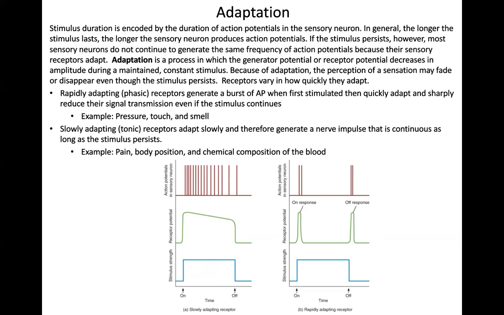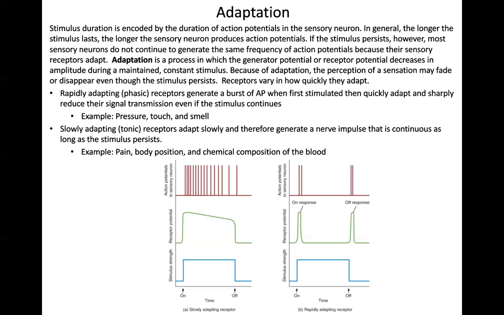If something's acting on the body, our body responds by creating action potentials as long as that stimulus is acting on the body. If something's touching us, we're going to feel that touch for as long as it's touching us, right? That would make sense. Is that actually what happens? No, it's not always what happens. If a stimulus persists, however, most sensory neurons do not continue to generate the same frequency of action potentials because their sensory receptors adapt.